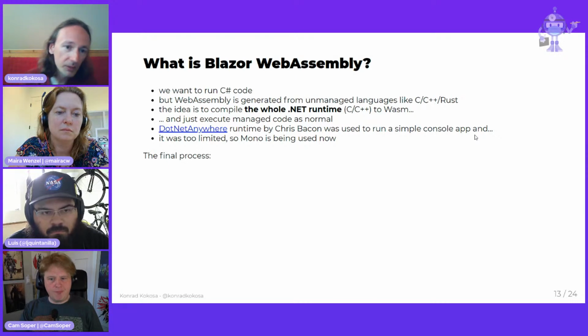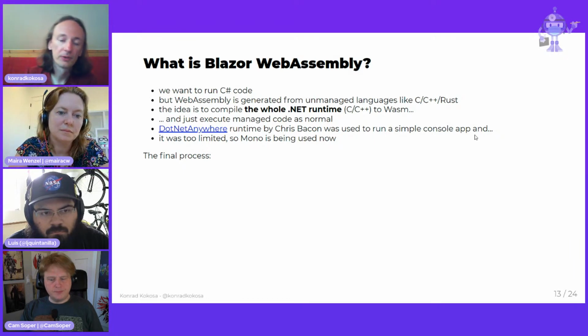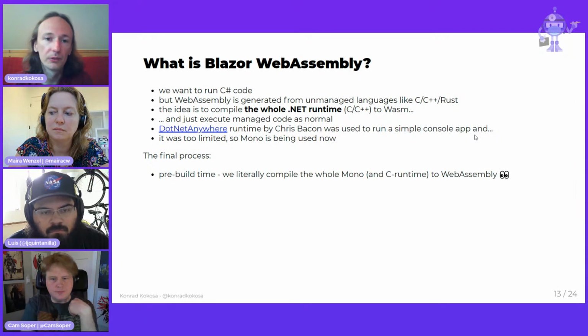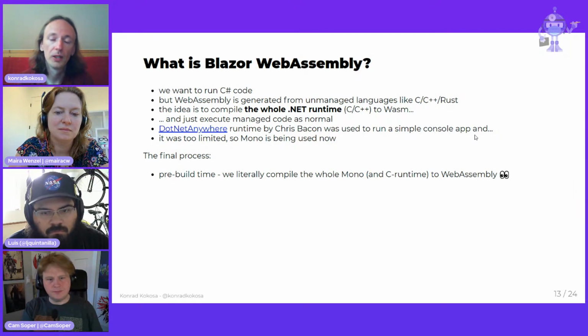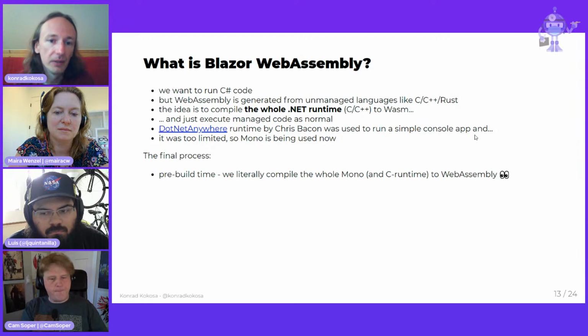So when we are writing something in Blazor WebAssembly, the final process looks like this: you are simply writing your application in Visual Studio or whatever tool you would like to use, and you are also including in your code, as another dependency, a NuGet package and the whole tooling, which includes this runtime precompiled to WebAssembly.